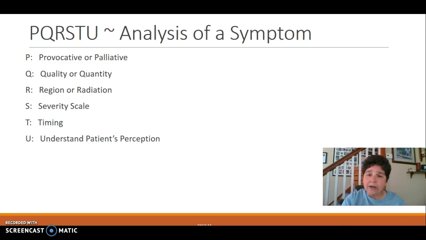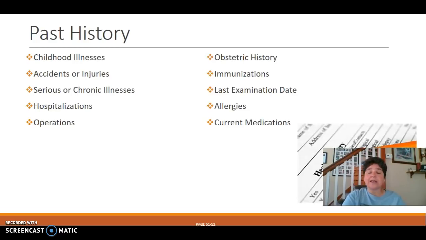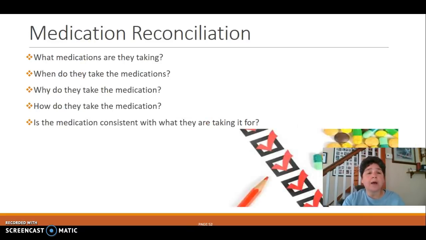Timing, when did it start? How long has it been going on? Knowing the timing of the situation can really help. And then, of course, the U, understanding that patient's perception. Then we want to ask them about their past history. So these are all things that are pretty much self-explanatory. They're on pages 51 through 52. You can look at these, but these are all of the things that we're going to want to ask them about their past history.